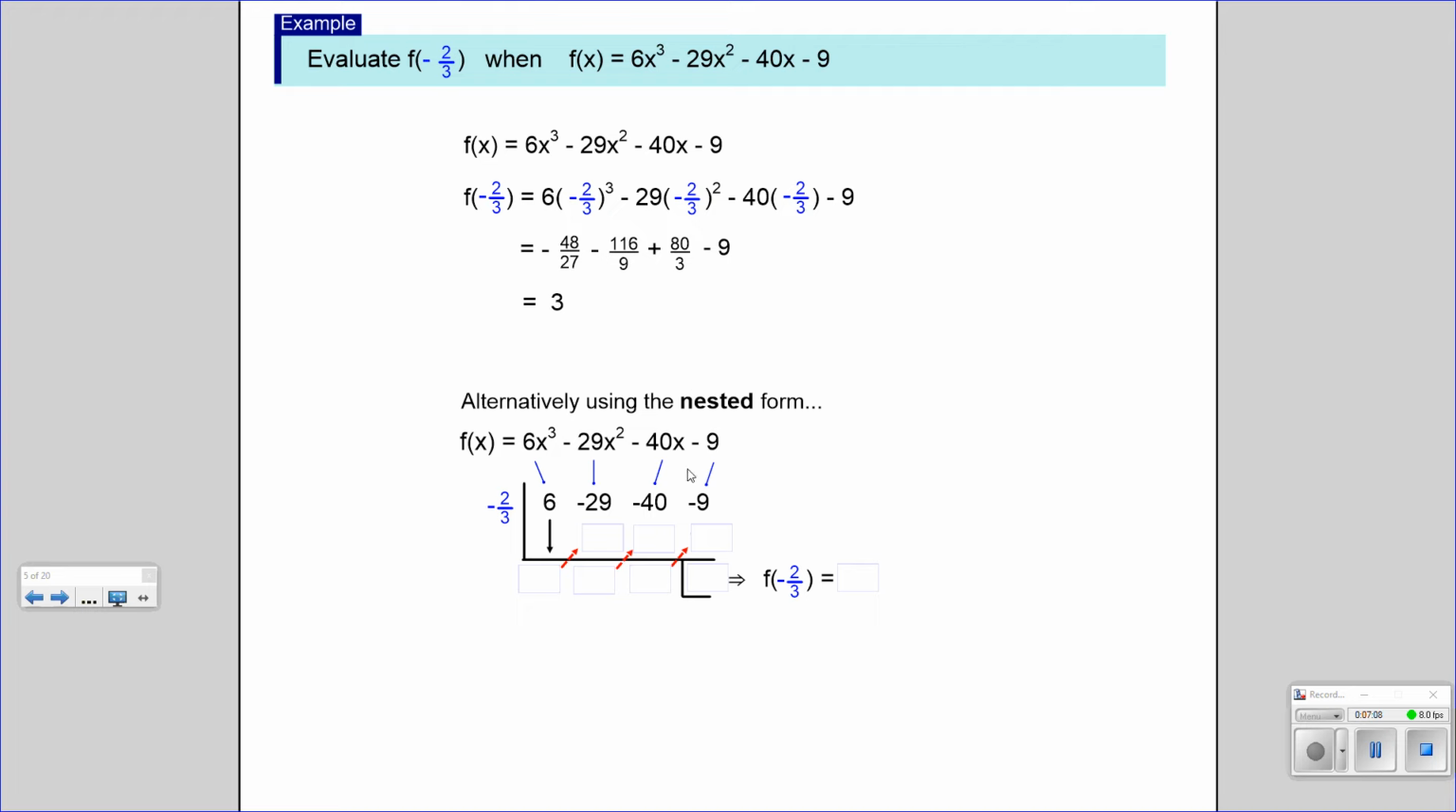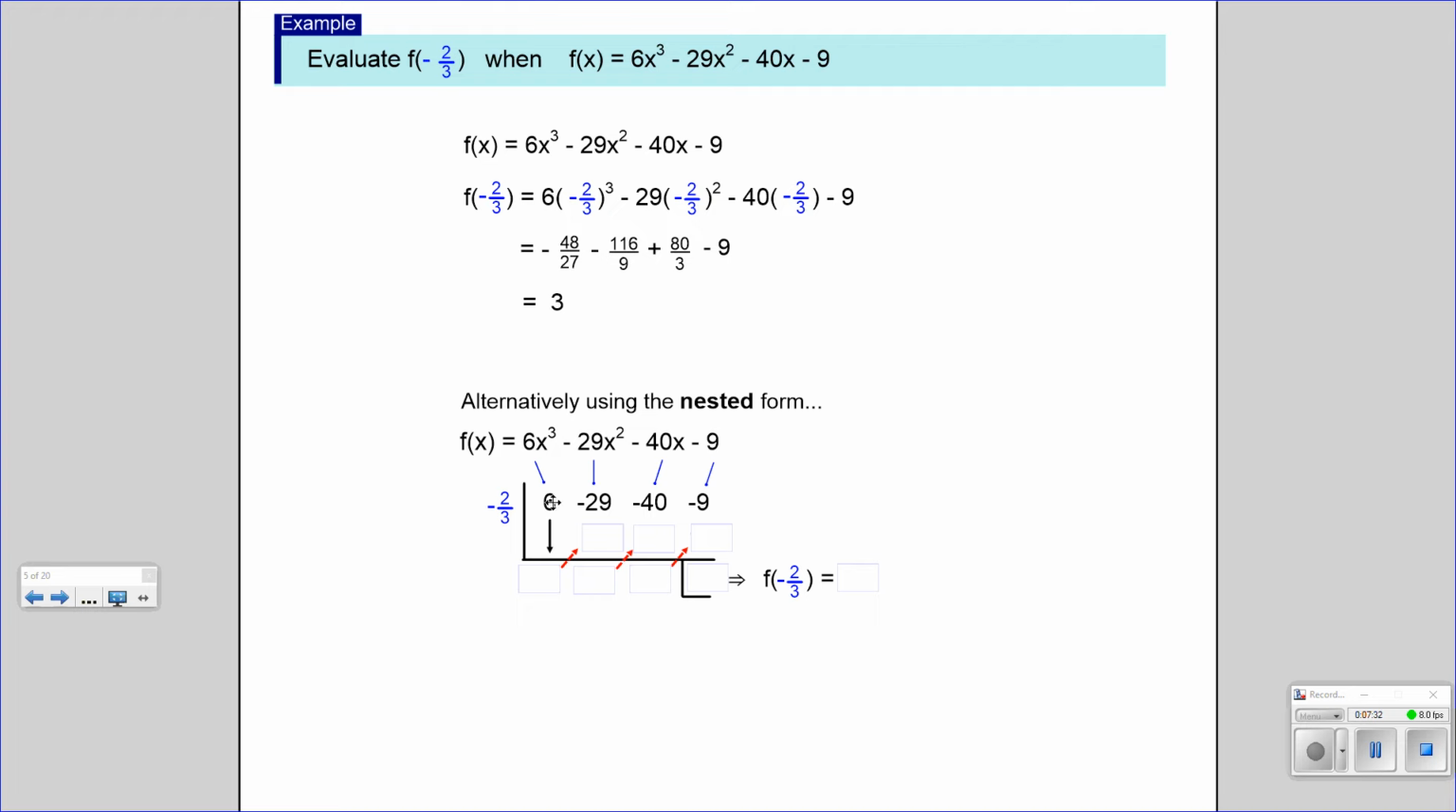So to do that, you set it up as shown down here. We've got an x cubed term, an x squared term, an x term, then a constant at the end, that minus 9. So there's no missing one, so we can just set up the top line like this. We're evaluating it for minus 2/3, so it goes to the left here. And then we just set up this table and figure out what values go where.